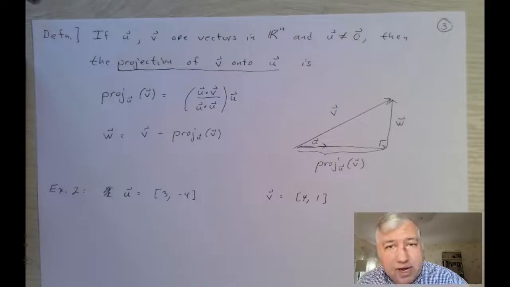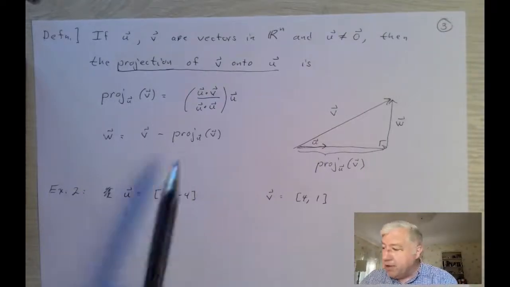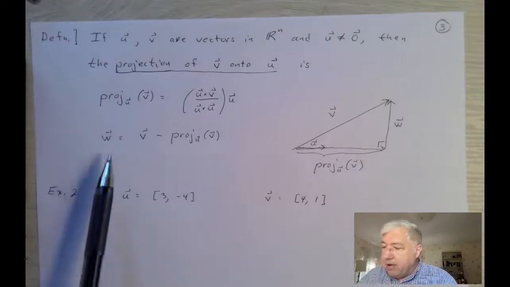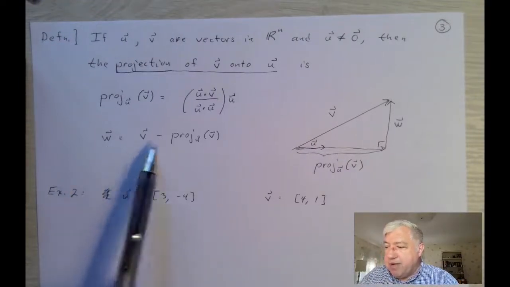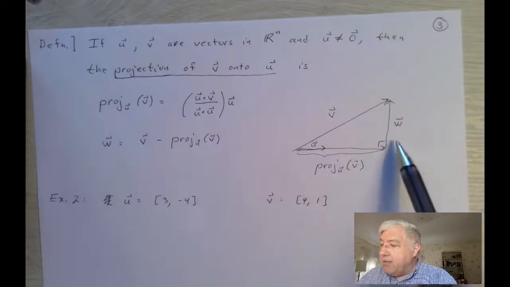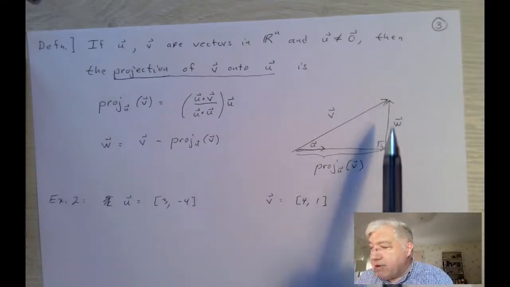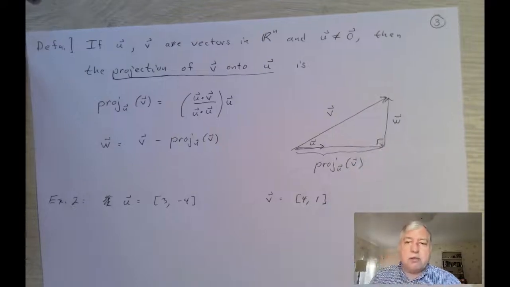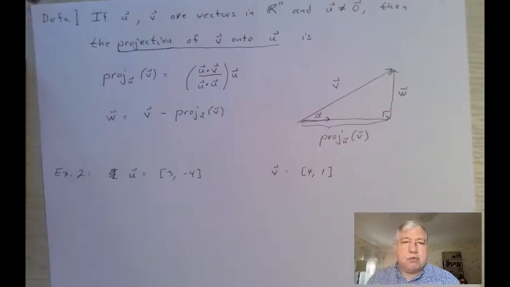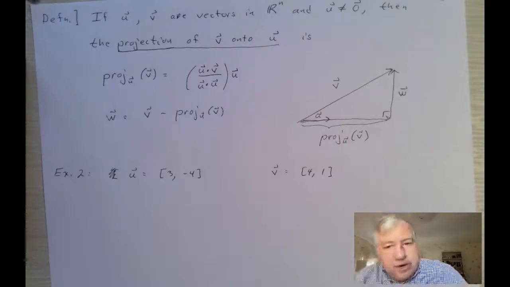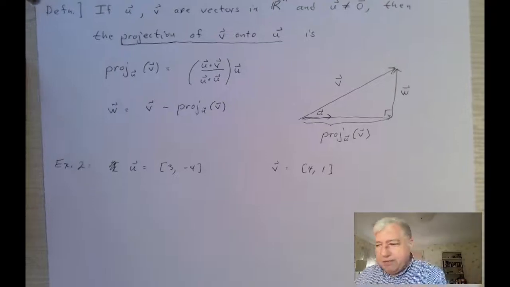If U and V are vectors and U is not 0, then the projection of V onto U is denoted by this. And if, like we see, W is the difference between V and the projection, then the projection and W are orthogonal, and we get this nice little picture to illustrate what's going on. Okay. So let's just give a few examples first, and then we'll see some neat applications of this.